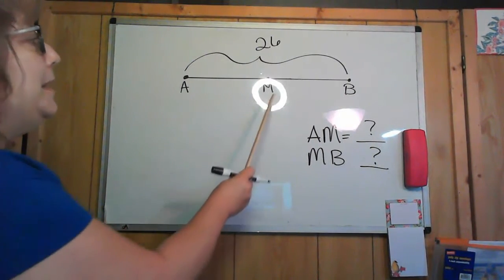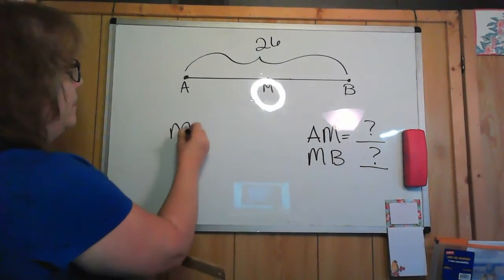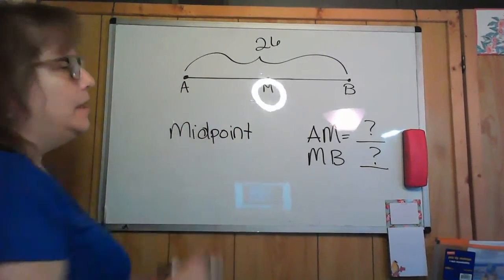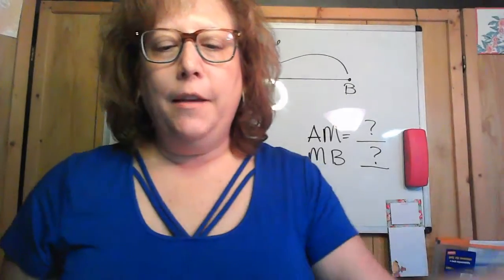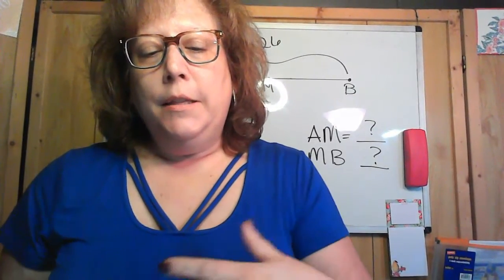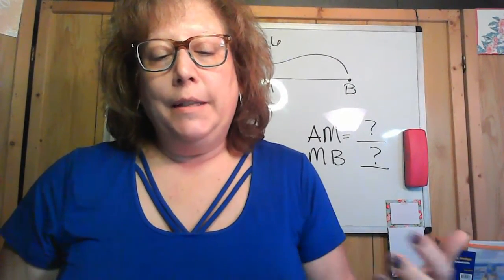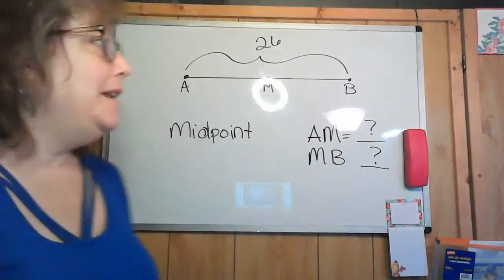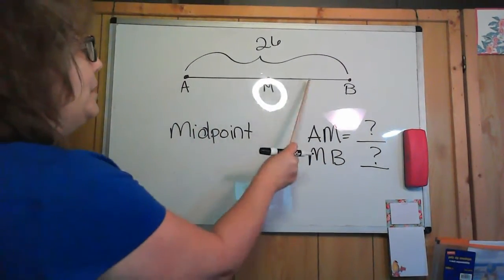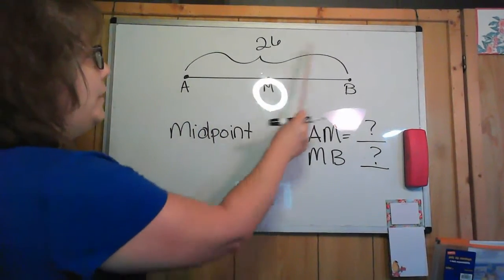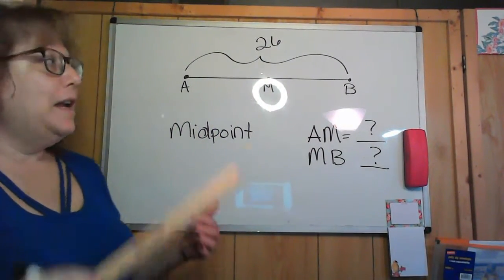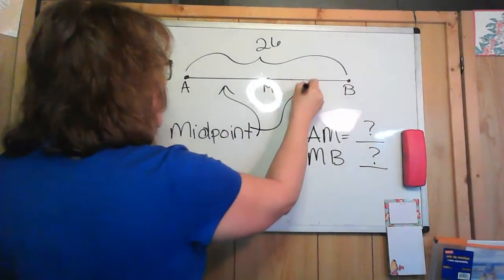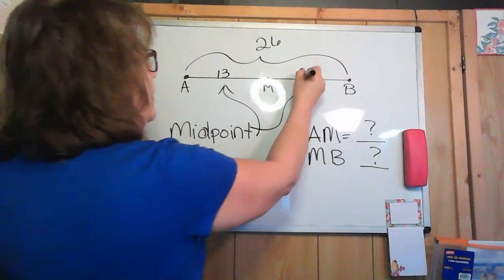Now they did tell me that M is the midpoint. And based on those definitions that I've already looked at on the other page, the segment bisector intersects at the midpoint. I know that the midpoint cuts the line in half, and then it makes both sides equal. So if the whole thing is 26, and I'm applying the midpoint, then I know that both of these are going to be 13.